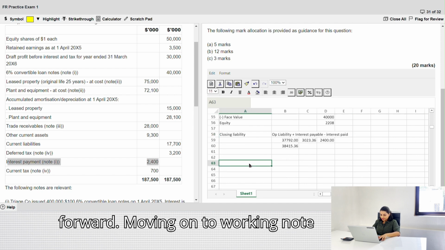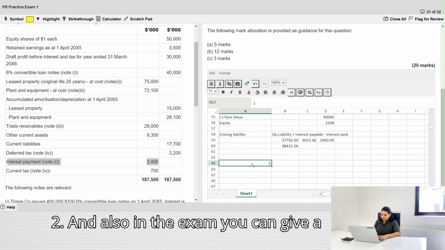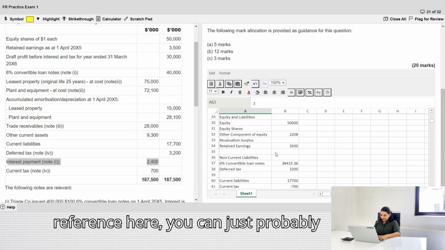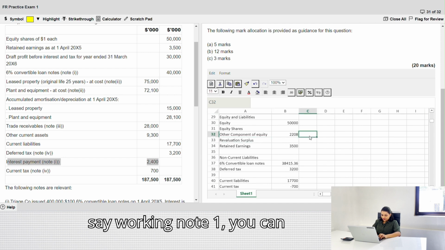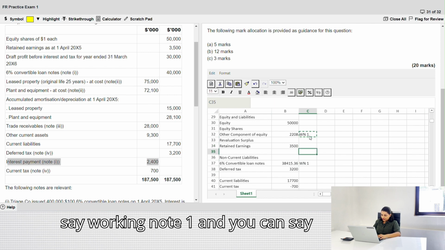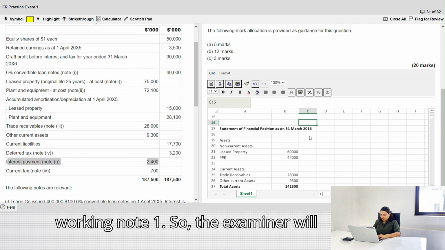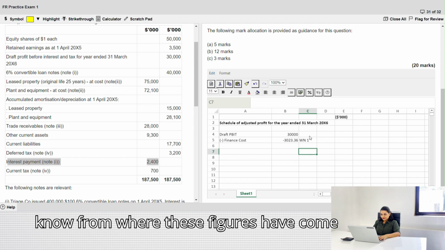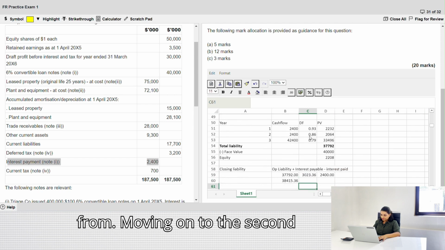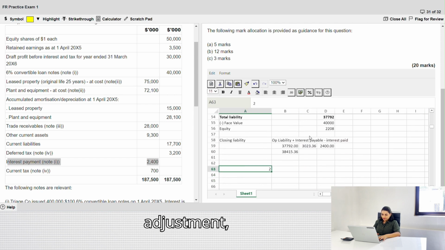Moving on to working note 2. And also in the exam you can give a reference here. You can just probably say working note 1, working note 1, and working note 1. So the examiner will know from where these figures have come from. Moving on to the second adjustment.